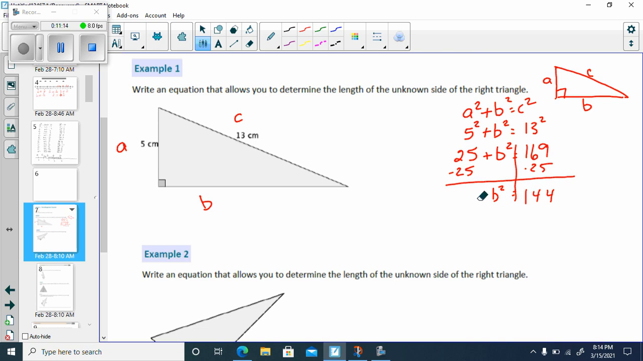144. Okay, when we were doing perfect squares earlier, we learned that 144 is the perfect square for what? 12. When you got this, you're getting rid of the squared. You need just the b. b is equal to 12. Your positive square root there is 12. Would this make sense? Yes, because our hypotenuse has got to be the longest side, and it's 13. This one's 12, that's 5. That could make sense, right? Okay, let's go to example 2.